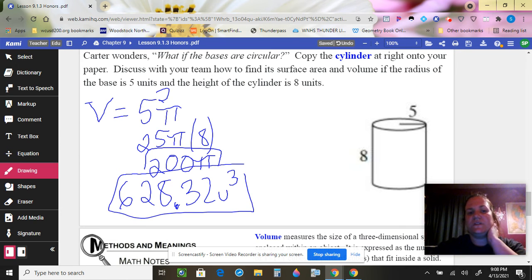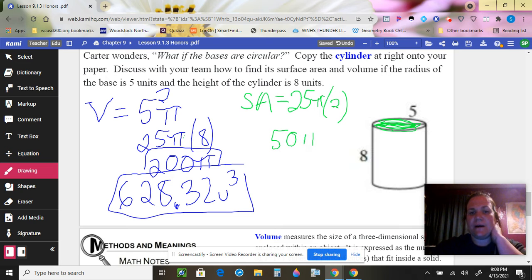And now if I wanted to do the surface area, so the surfaces, the top and the bottom, those would be circles. So I'm going to have 25 pi. Do you guys see how I kind of cut to that right away? So this part would be 25 pi because we found that over here. And I'm going to have 2 of those. So that's going to give me 50 pi.